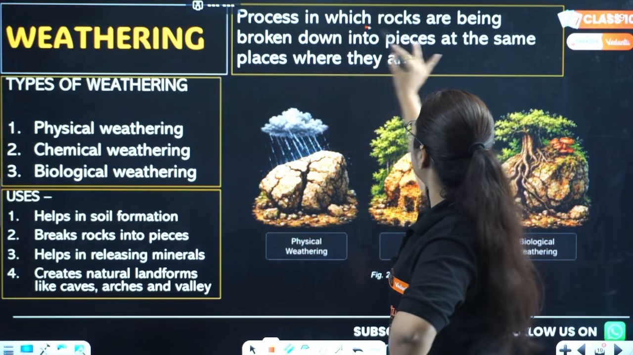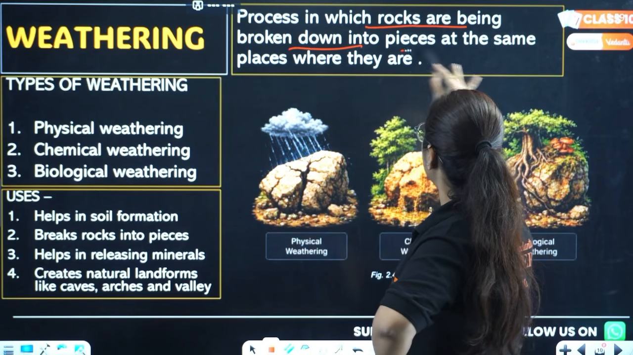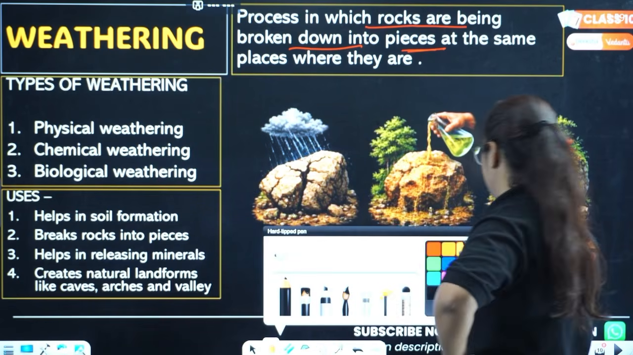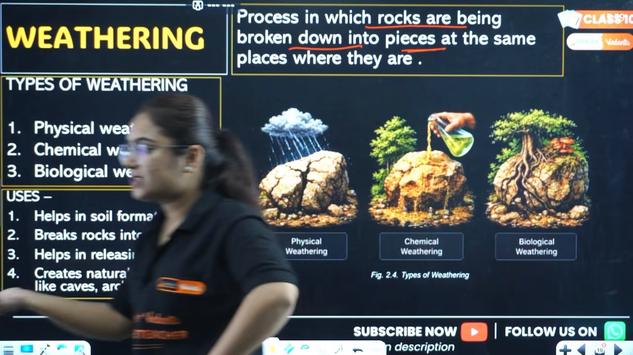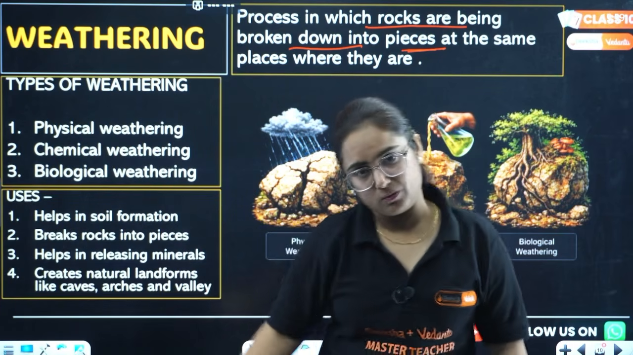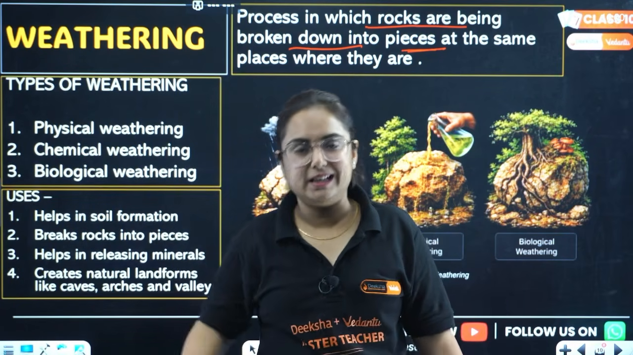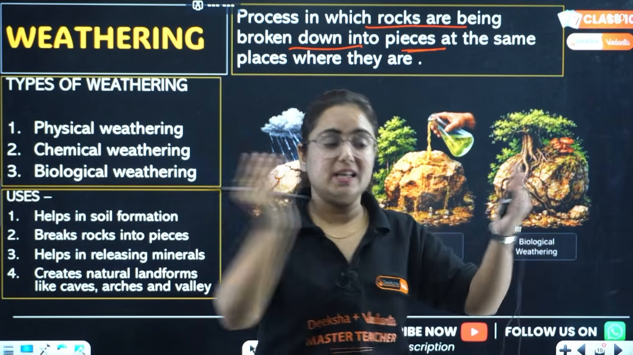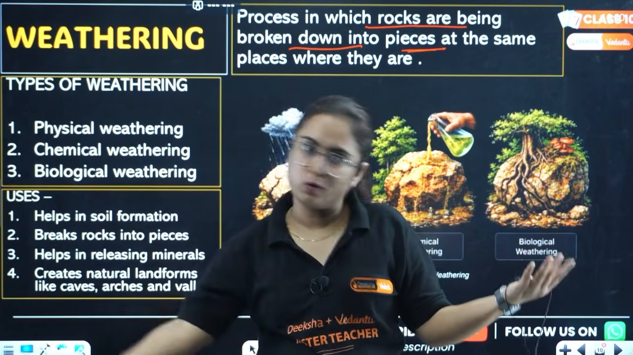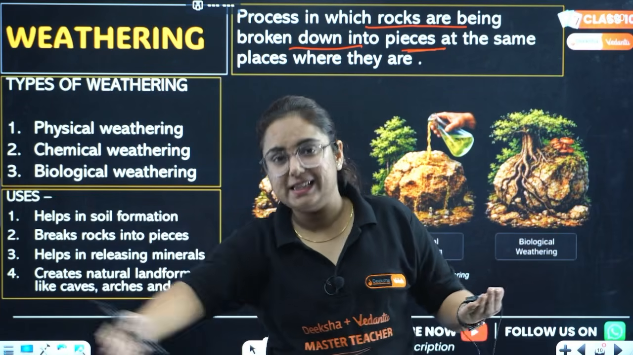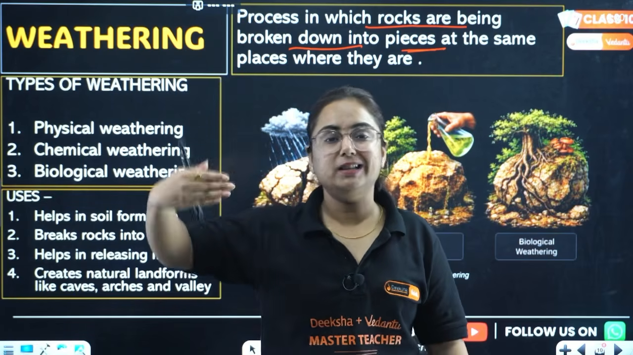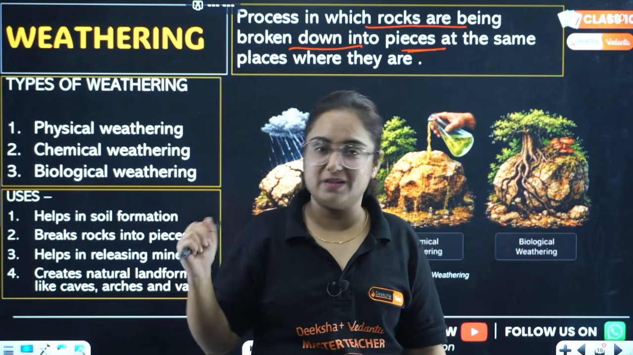Weathering is a process in which rocks are being broken down into pieces at the same places where they are. See, right now around ourselves we can see different rocks of different sizes, right? The mountain is also basically a larger rock. We can see small rocks around, then small pebbles, then also soil. So this is basically a journey of a part of rock, a journey that passes from one time to another, which changes its shape and size.